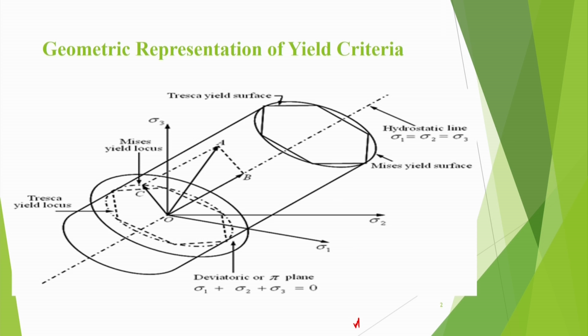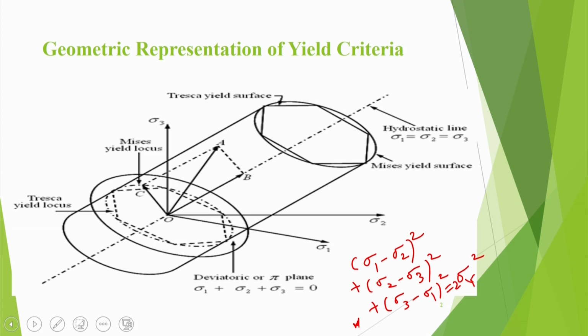So, for example, in this case I can have sigma 1 minus sigma 2 whole square plus sigma 2 minus sigma 3 whole square plus sigma 3 minus sigma 1 whole square, and this is equal to 2 sigma y square. So, this is the well known von Mises criteria. Von Mises criteria is known like that. If this condition is satisfied, then the yielding will occur, otherwise no.